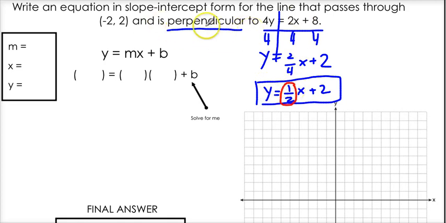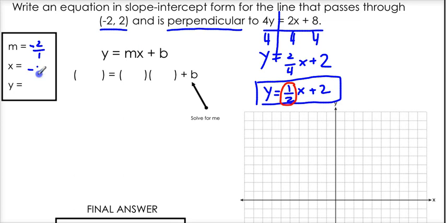Now, since this is perpendicular, we know the slope of our new line, the equation that we're going to write, needs to have the opposite reciprocal slope. So our slope is going to be negative 2 over 1. That's the slope that we need to use for it to be perpendicular. Because if this is 1/2, our new line has to have a slope of negative 2 over 1, which is the opposite reciprocal. All right, now it just becomes exactly what we've been doing.